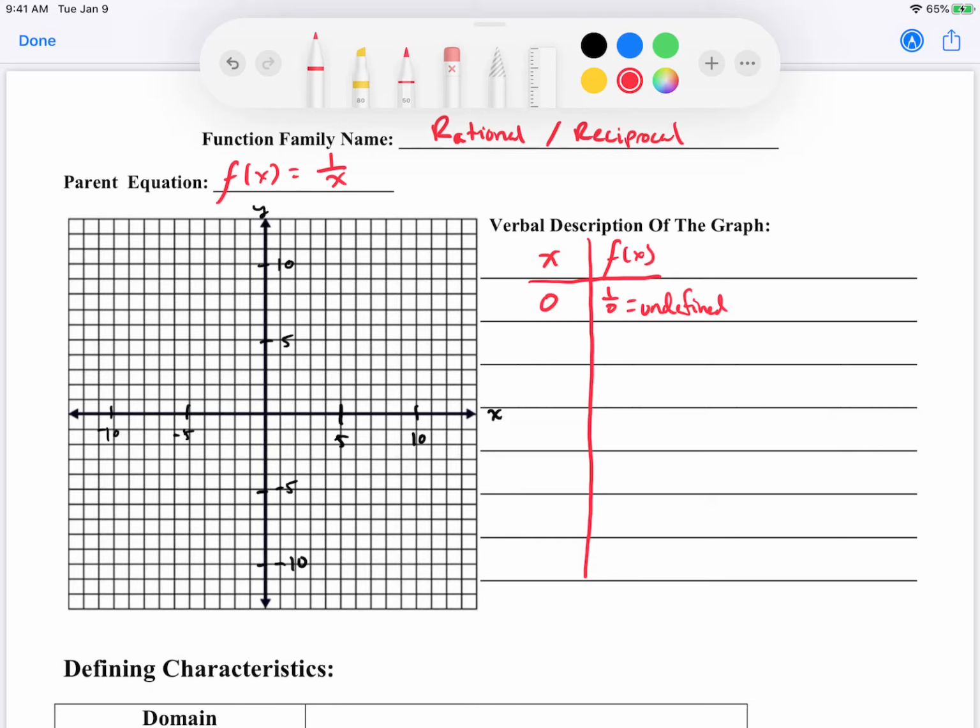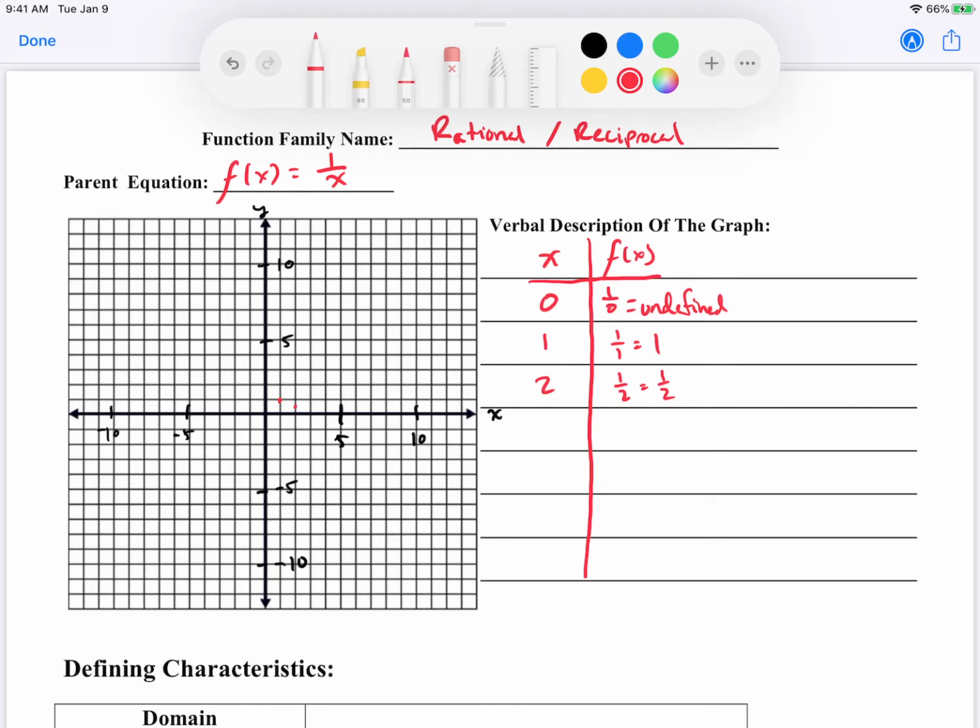So let's start with going left or right one. Let's go to the right one. Let's go positive. So if x equals 1, 1 over 1 is 1. So I'm going to plot my first point: I go right 1, up 1. And then let's go 2. Well, 1 over 2 is just equal to 1/2. And so I'm going to go over 2 and up 1/2.